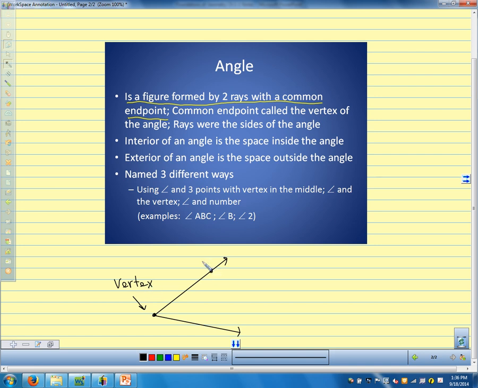And I'm going to call this ray, this is A, B, C. So the rays that make up the angle are the sides. The interior of the angle is the space between the rays. And remember, these extend infinitely in all directions. And everything else out here is called the exterior of the angle.